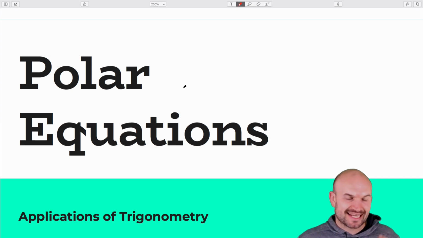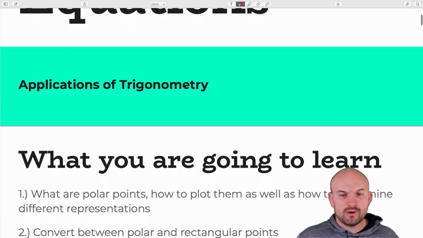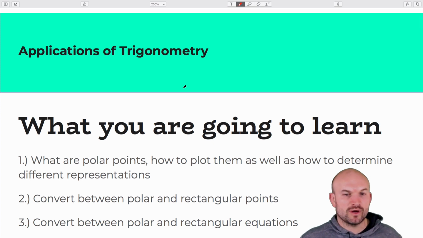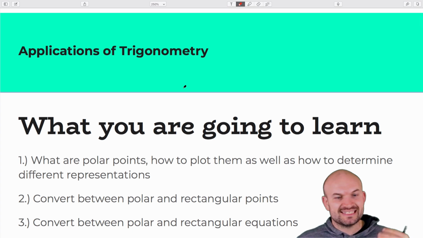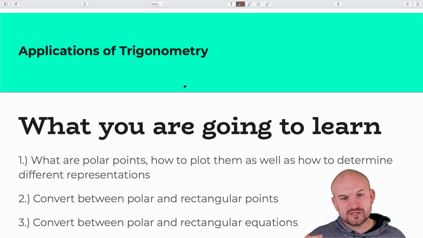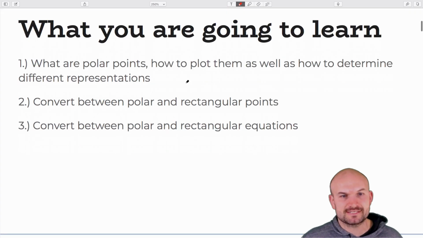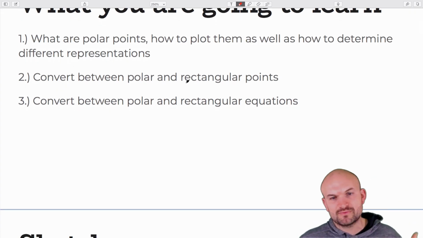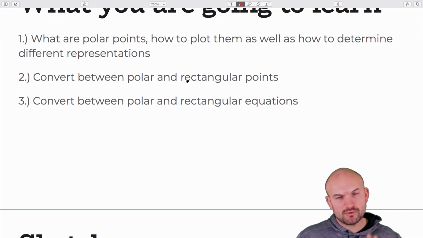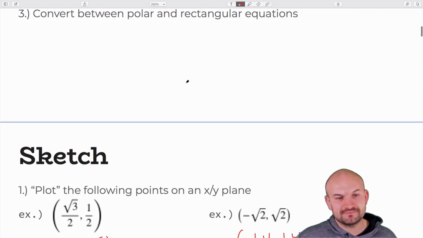Now, for polar equations, I kind of keep things fairly simple, but in this lesson we're going to talk about what polar points or polar coordinates are, how to plot them, as well as how to determine the different representations. And then we're also going to focus on converting between polar and rectangular coordinates as well as equations. We're not going to get into the graphing of polar coordinates in this lesson. So we're just going to focus on those three main topics, because obviously we could get a lot more advanced with polar equations, but we're just going to keep it simple for this lesson.